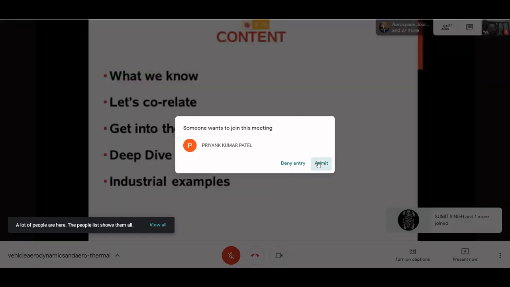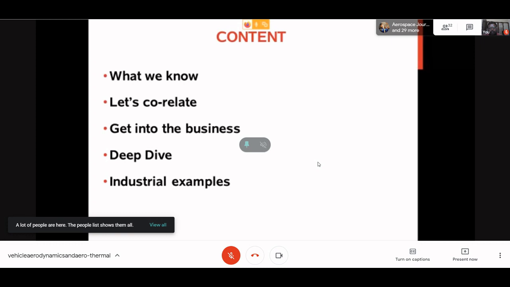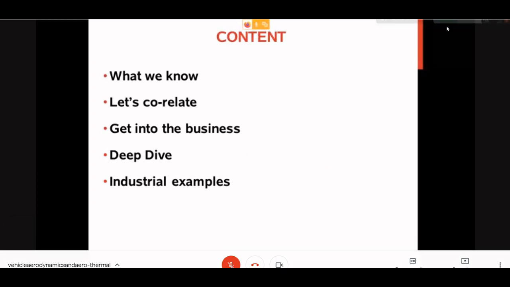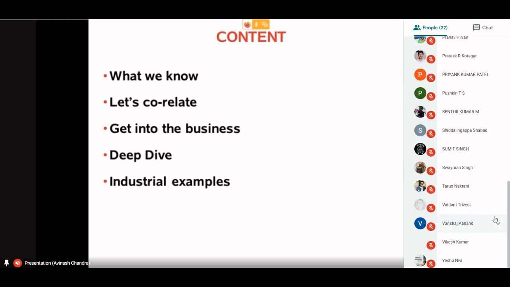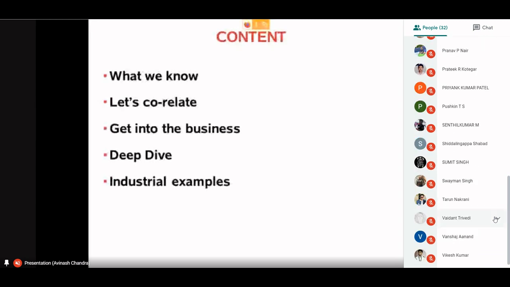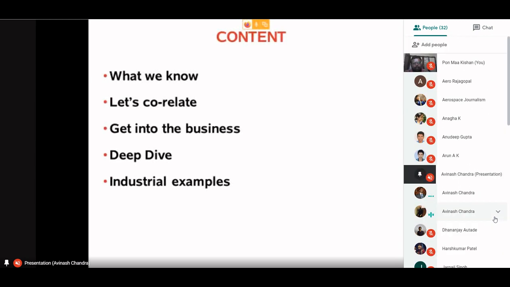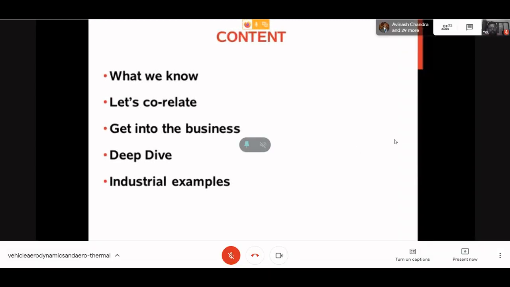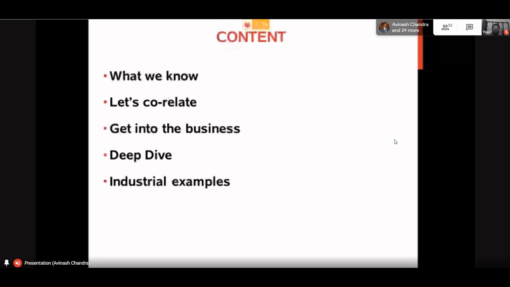The deep dive is when we go into the core part. We will see some things about CFD, how we work in industry, and how CFD is related to vehicle aerodynamics and aerothermal. This is a part where the advanced level comes: you have a tool, you know the physics, you run the simulations, you see the results, and you try to judge what is right and what is wrong. And then there are industrial examples.